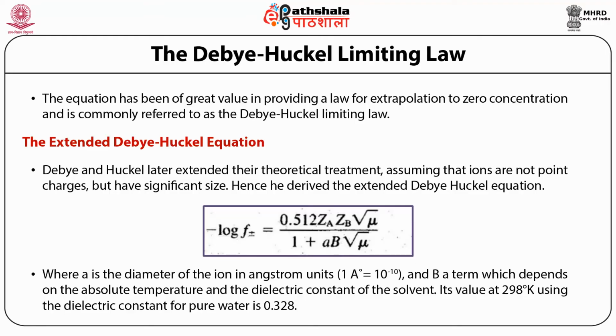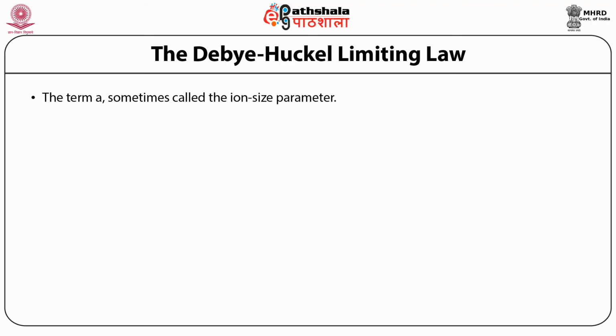Its value at 298 kelvin, using the dielectric constant of pure water, is 0.328. So the equation is minus log f equals 0.512 Z_A Z_B times the square root of mu divided by 1 plus aB times the square root of mu. The term a, sometimes called the ion size parameter, is said to correspond to the distance of closest approach of the cations and anions. There is considerable uncertainty about the magnitude of this term, but it seems to be about 3 angstrom for most singly charged ions and as large as 11 angstrom for ions of higher charge.